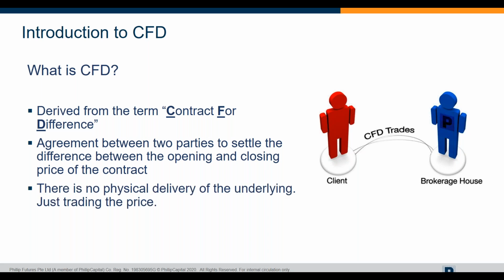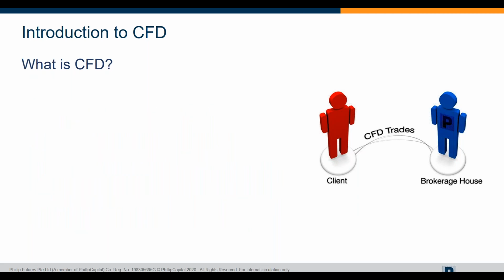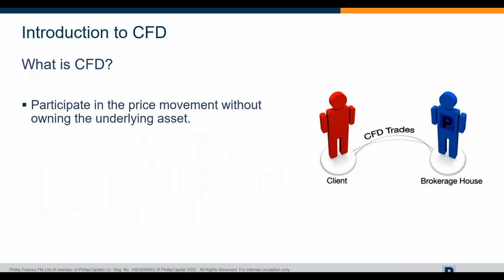Unlike futures, there will be no physical delivery of the underlying. We'll talk a little more about this in detail later, but essentially you're just trading the price of the underlying instrument. CFD is also a leveraged product. It is traded on margin. Basically, CFD allows us to participate in the price movement of a particular asset without owning the underlying asset.